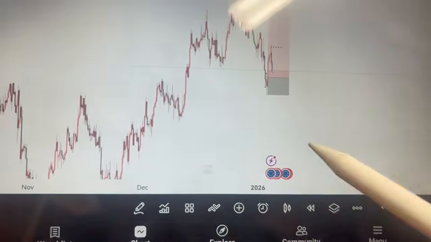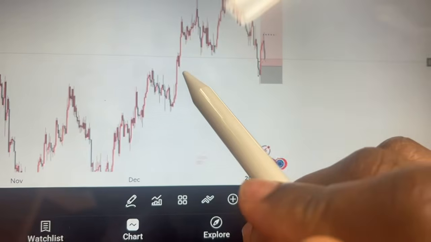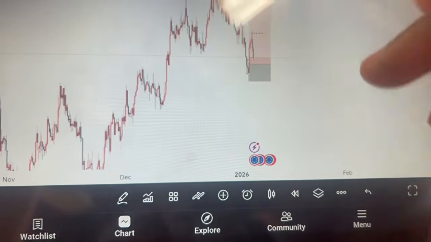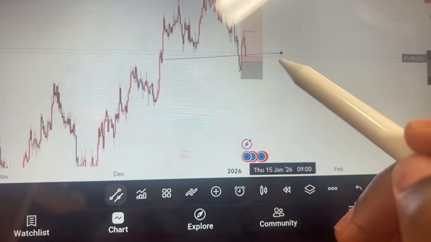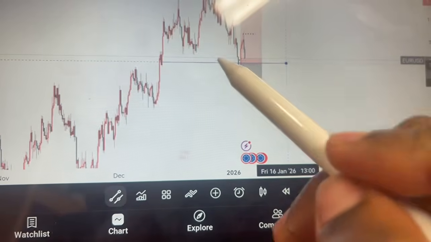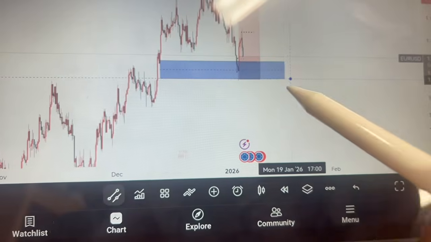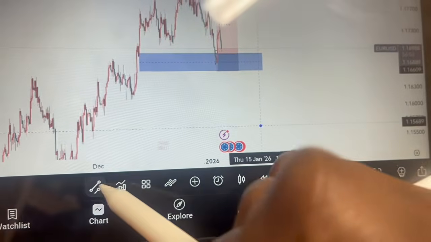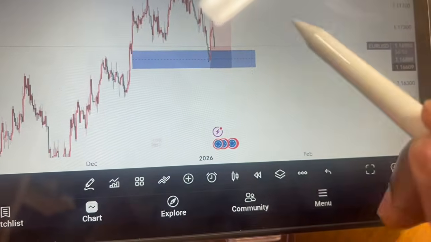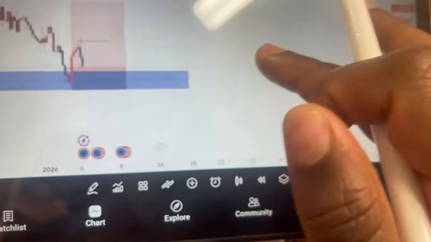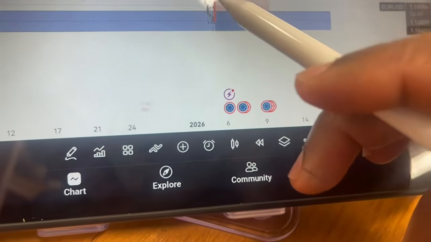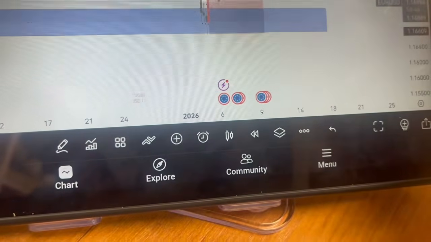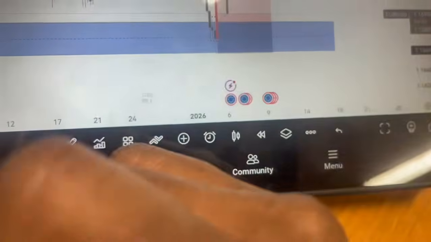Then price got to our internal range liquidity, which is here. If I want to mark that out, we are going to have our internal range liquidity from here to here. So what happened? The market actually created a CRT formation here. After creating the CRT formation, we have this fair value gap again, but that is not what I want to see.